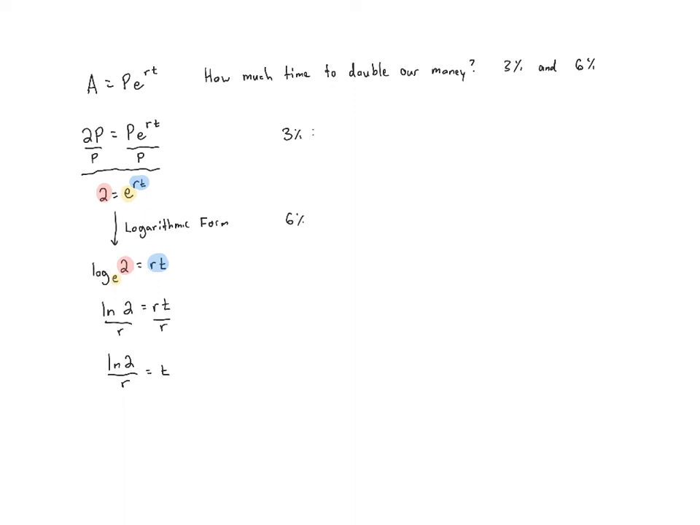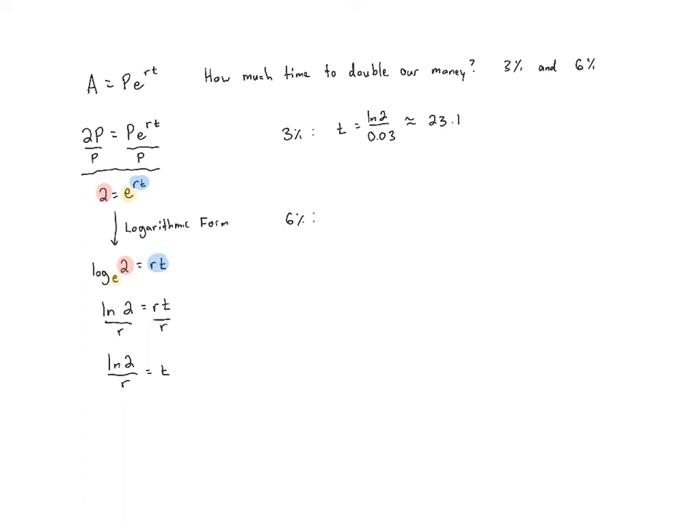If we have a 3% APR, then the time to double is going to be ln of 2 divided by 3%, which is 0.03 as a decimal, which we can use a calculator to see is approximately equal to 23.1. So it would take a little bit over 23 years to double our money in that case.